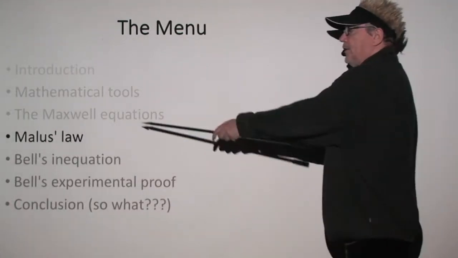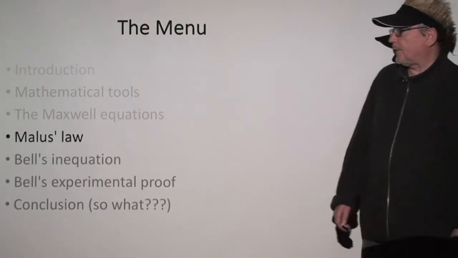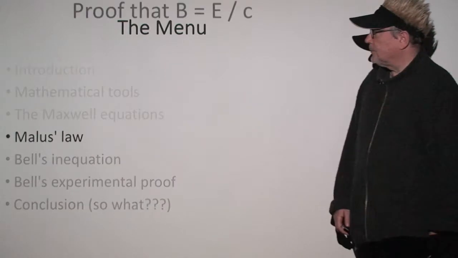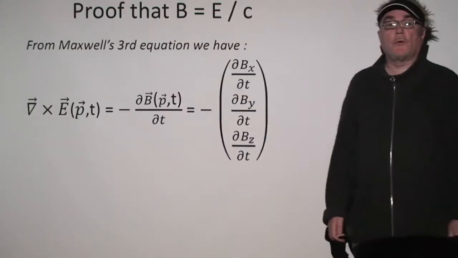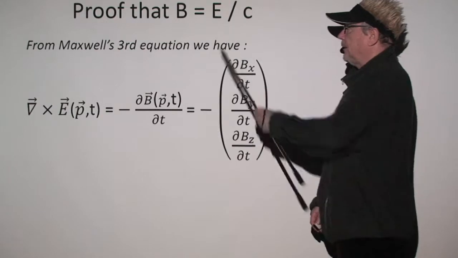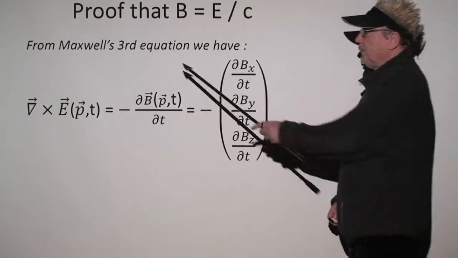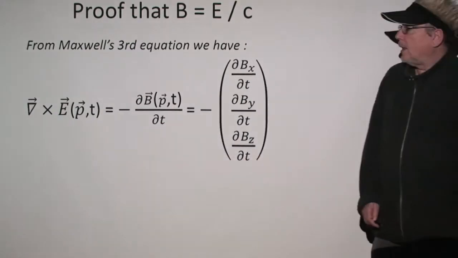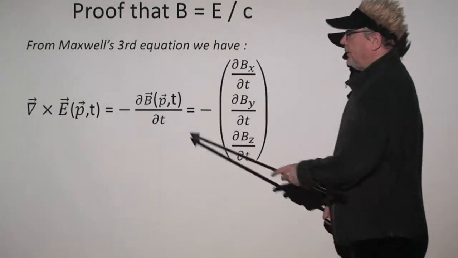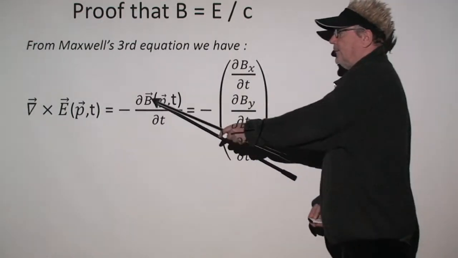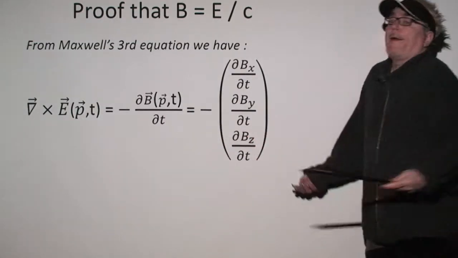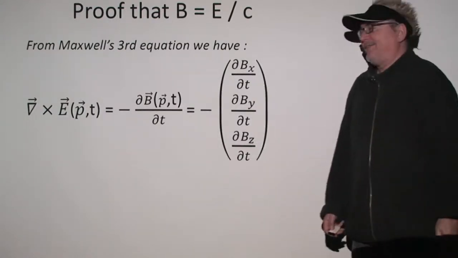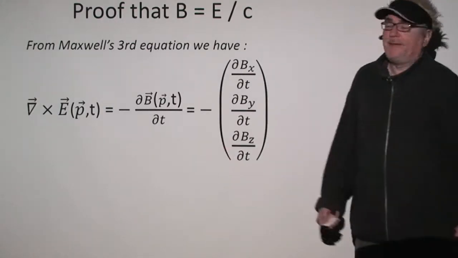Now, in order to derive Malus's law, which will lead us to Bell's equation, first we need to prove that the magnitude of B is proportional to the magnitude of the electric field. For that, we'll use Maxwell's third equation, if you remember. The first part is easy: the partial derivative of the magnetic field over dt is equal to the partial derivative of its coordinates.